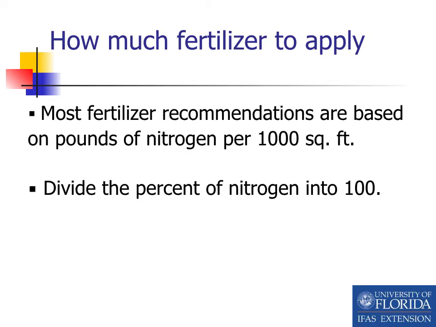Most fertilizer recommendations are based on pounds of nitrogen, the most needed element in the plant tissue, per 1,000 square feet of gardening area, whether it's a lawn, a landscape, or for that matter, a vegetable garden. So you're going to have to do some math to figure out how to calculate that. You divide the percentage of nitrogen into our constant, which is 100.